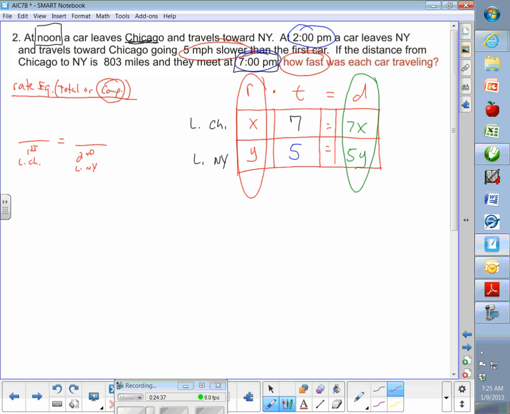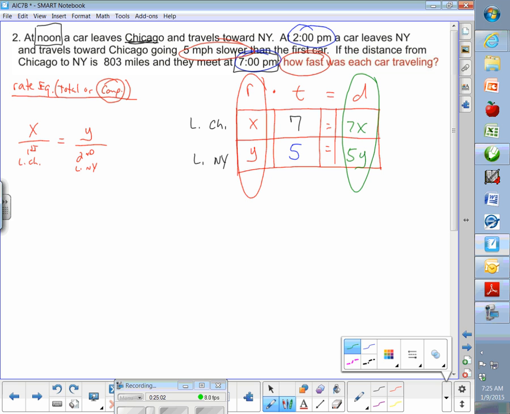What is the rate of the first? Go back to your chart. What's the rate for leaving Chicago? Rate for leaving Chicago is X. You see that? Look, I know where to go and where to look because I already said I'm doing the rate equation. So this is X. I go to my chart to figure out the rate of the car leaving New York, and it's Y.